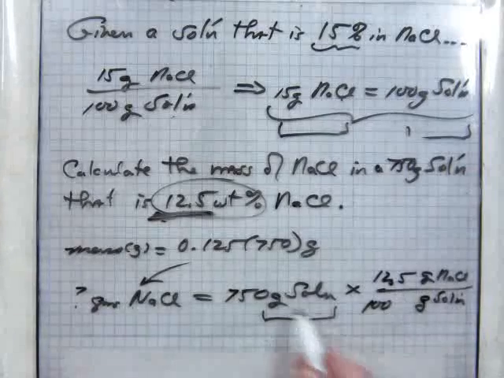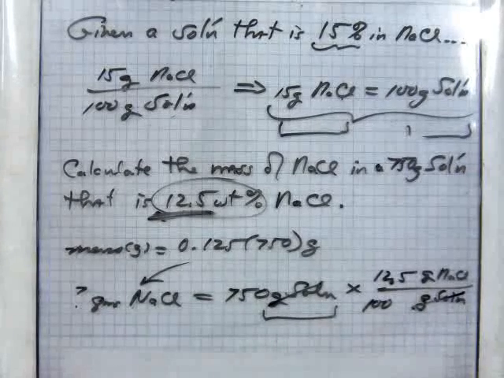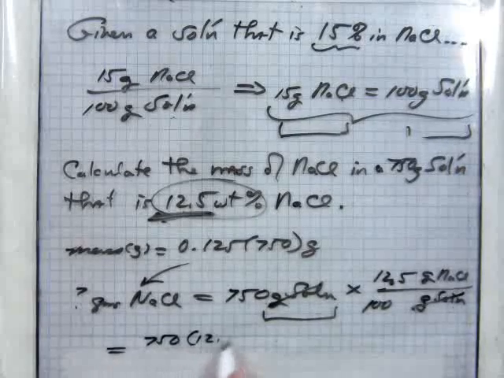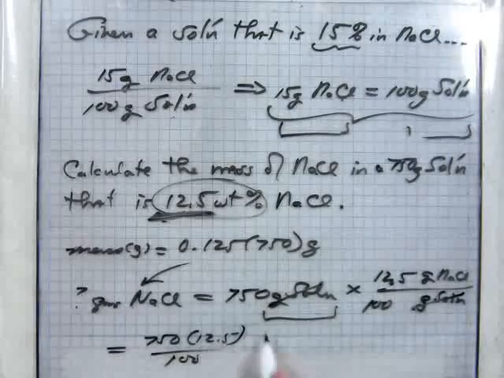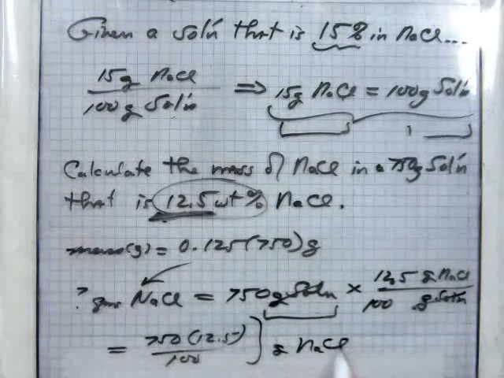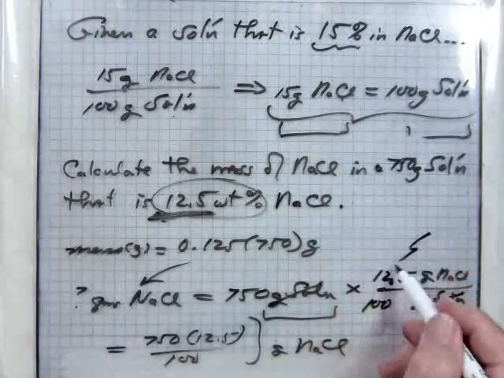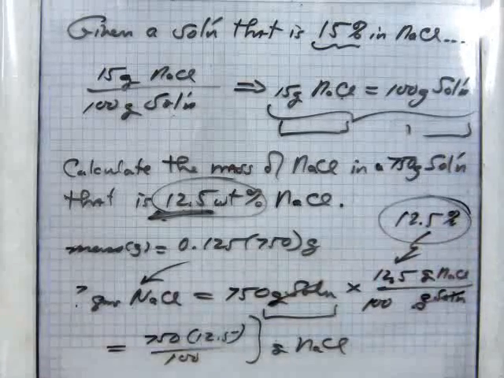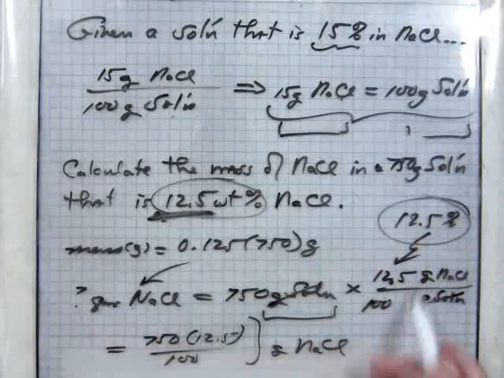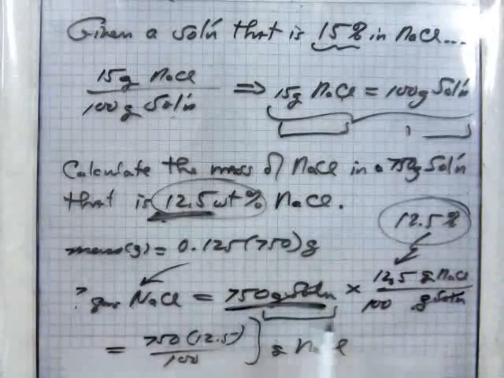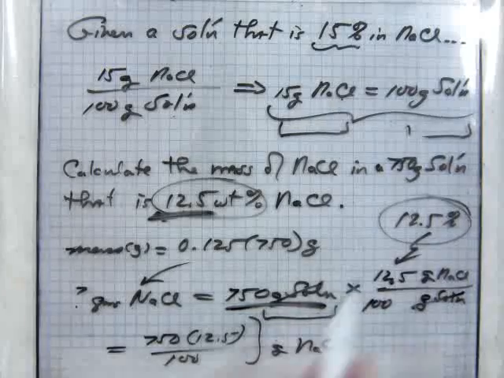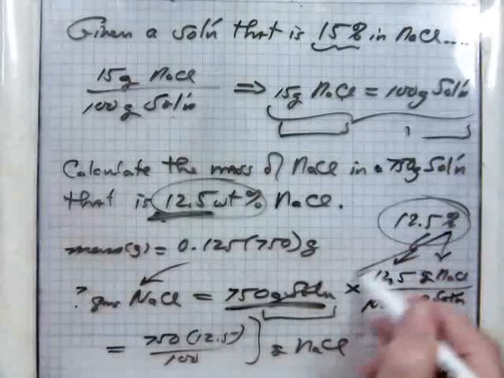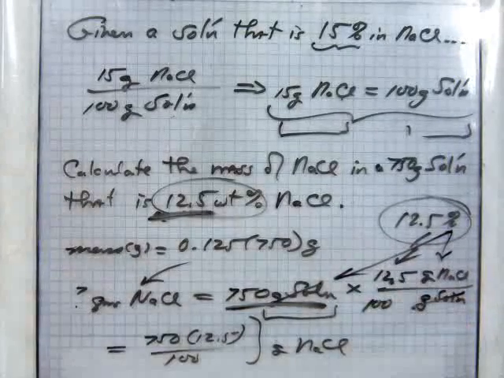And so then grams of solution is the dimension that will cancel, and your answer will be 750 times 12.5 divided by 100 grams sodium chloride. So the percentage number, 12.5%, is converted into a conversion factor that solves the given. So you convert your percent to something that will get rid of, if you will, the given.